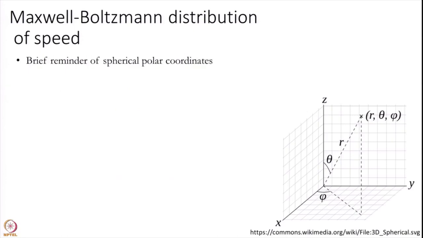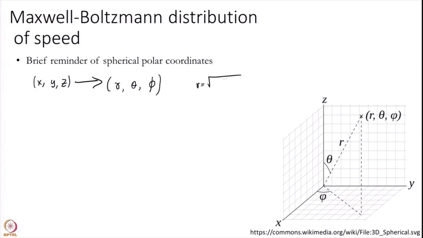Now, to calculate this, I will have to remind you a little bit of what is called the spherical polar coordinates. You must have seen this in some form or another. It occurs in many, many different contexts. So, imagine you have three dimensions x, y and z. I define a new coordinate system which is called r, theta and phi.